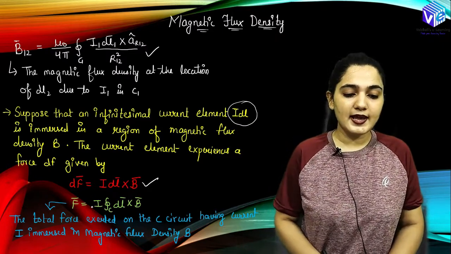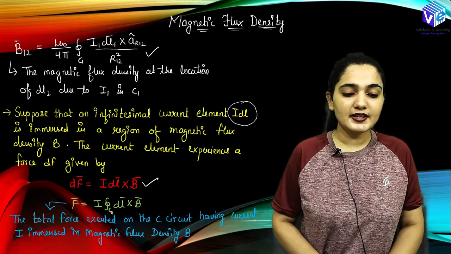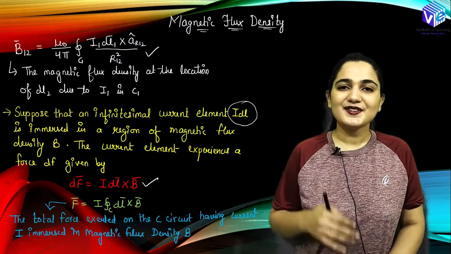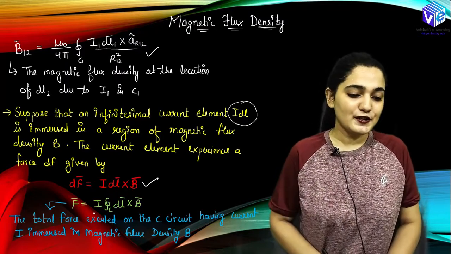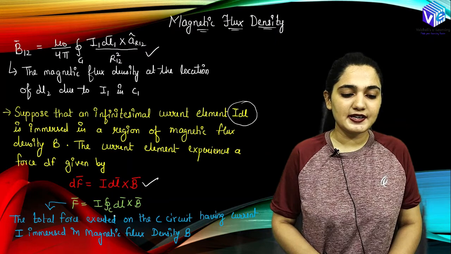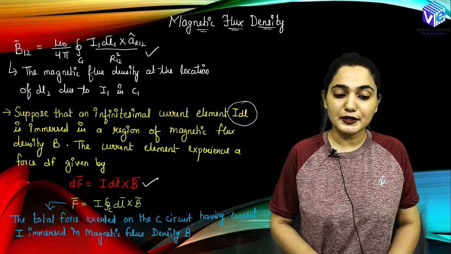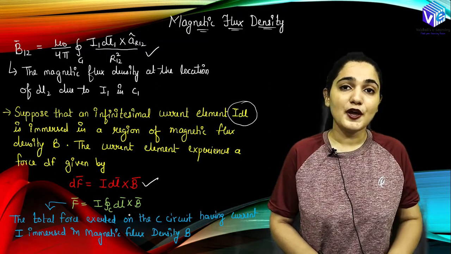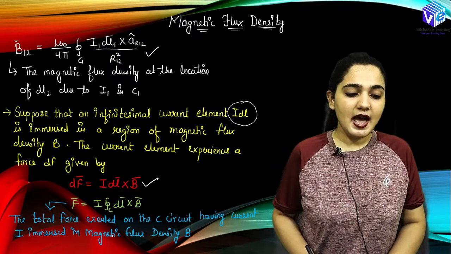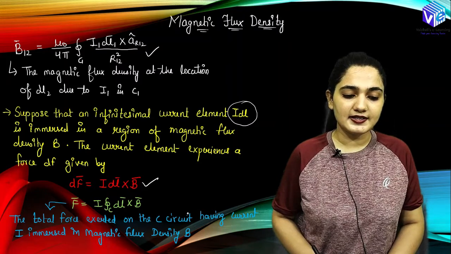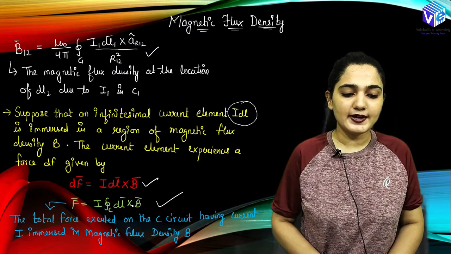If I want to take the total force due to the total current element, I will be taking the integration over the contour of dl, right? So this dl element will always be in a closed loop. I hope you know the reason why I am saying so. So F is equal to I contour integration over C of dl cross B. If you are still confused why I take the contour over here, why I am talking about the closed loop, you can watch the previous video. So the total force exerted on the circuit C having the current I immersed in the magnetic flux density is represented by F is equal to I contour integration over dl cross B.